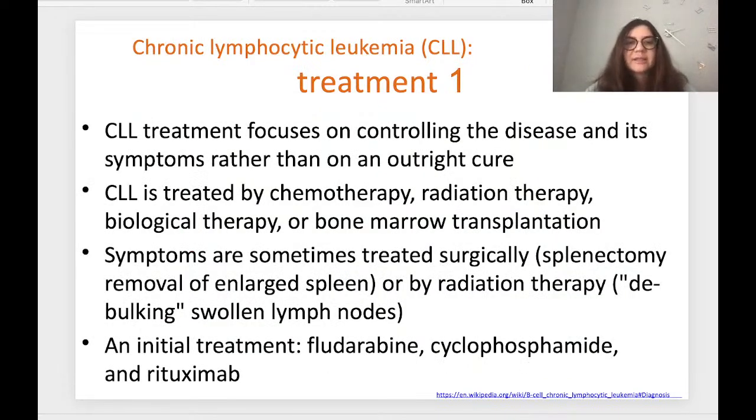Treatment of chronic lymphocytic leukemia. It focuses on controlling the disease and its symptoms rather than outright cure. Chronic lymphocytic leukemia is treated by chemotherapy, radiation therapy, biological therapy, or bone marrow transplantation. Symptoms are sometimes treated surgically, like splenectomy, removal of the enlarged spleen, or by radiation therapy or debulking of swollen lymph nodes. Initial treatment includes fludarabine, cyclophosphamide, or rituximab.